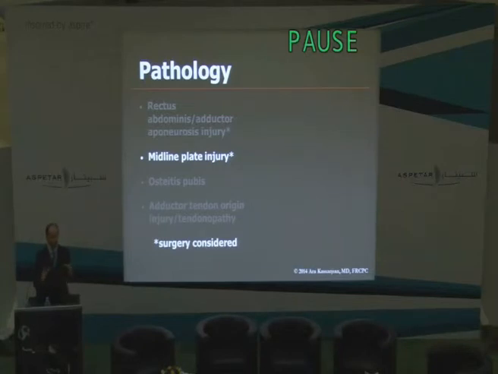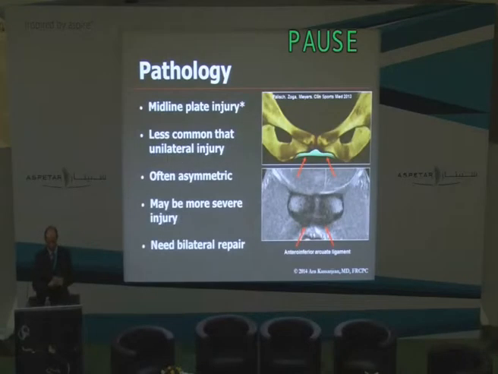And now we get into this confusing terminology, and there is no real standardized terminology here. And I think that's something we need to work on. So when we talk about midline plate injuries, we're talking about involvement of this anterior inferior arcuate ligament. It's this plate. Some people call this whole thing the prepubic aponeurotic complex because we really don't know what we should call it, what it's exactly made up of.